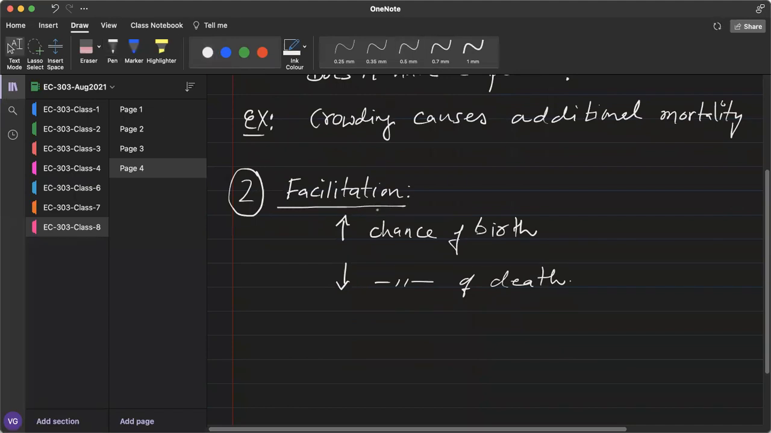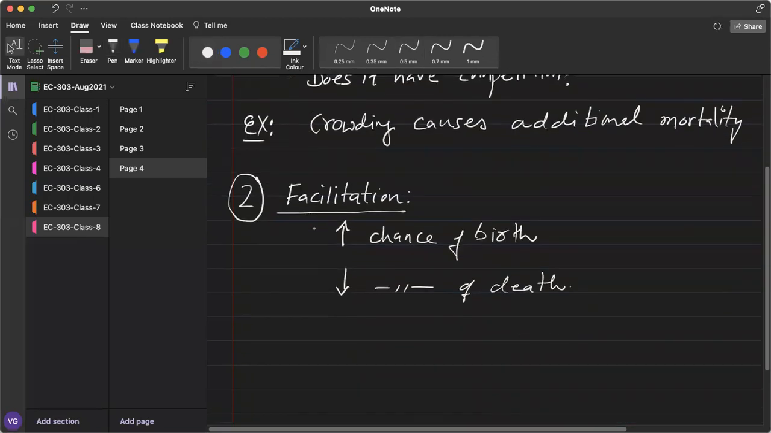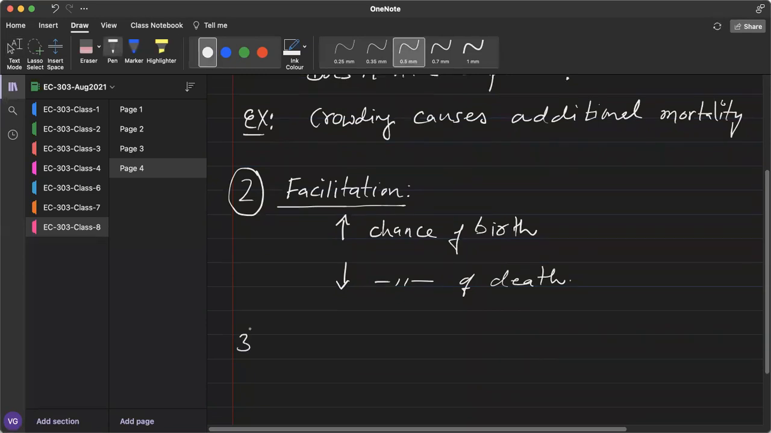Again, think how you will incorporate this. Of course, there are going to be many ways of doing this, and then you can think of other types of interactions. What if there are cooperative interactions? What happens in cooperative interactions?